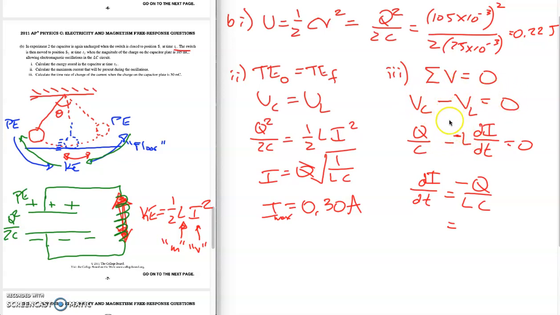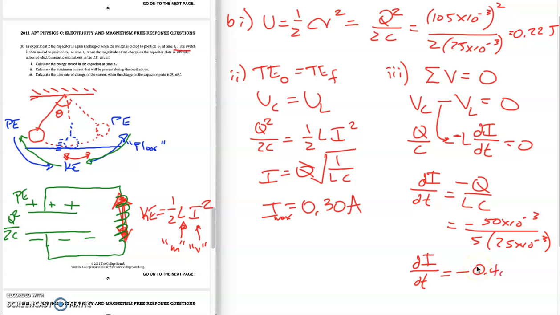But this minus sign is part of the Kirchhoff loop equation. And that minus sign is tied to the fact that we're looking at an inductor. Sorry, I should have put that in there first. So minus 50 times 10 to the minus third. L is 5 and C is 25 times 10 to the minus third. So di dt, don't drop the minus sign, is minus 0.40 amps per second. Since that's a numerical answer, don't forget the units.